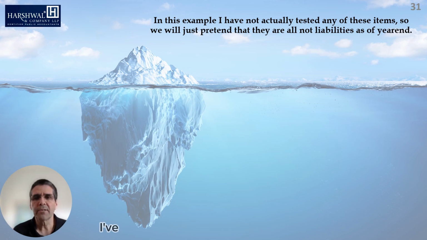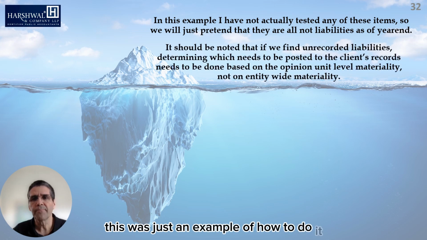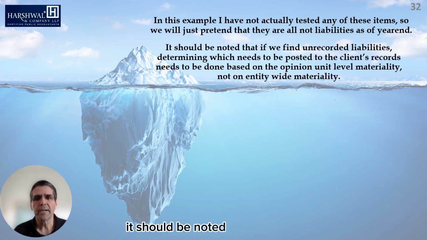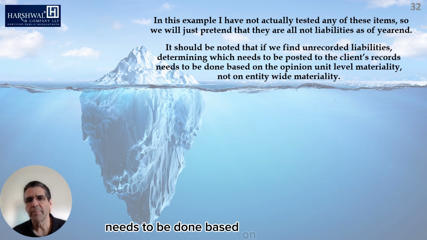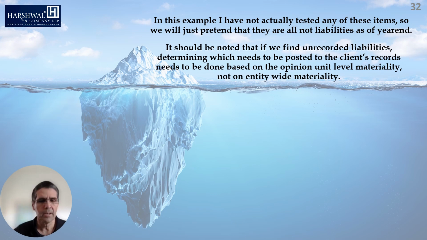In this example, I've actually not tested any of these items, so we'll just pretend that none of them turned out to be liabilities. Because again, this is just an example of how to do it. It should be noted that if we find unrecorded liabilities, determining which need to be posted to the client's records needs to be done based on the opinion unit level materiality, not on entity-wide materiality.